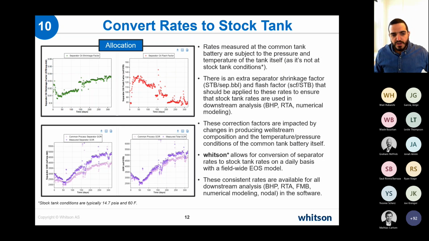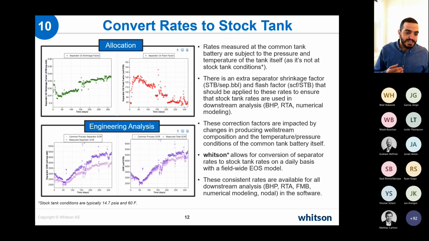So in the software, you're also able to correct for those changes in separator conditions, and that's a process that we call common process conversion. And that's key for any type of engineering analysis with data where the GOR is changing because of changes in separator conditions. At least if you don't know whether the GOR is changing because of separator conditions, if you run this exercise, you'll be able to know if they are changing because of changes in separator conditions or if the change is actually coming from the reservoir.